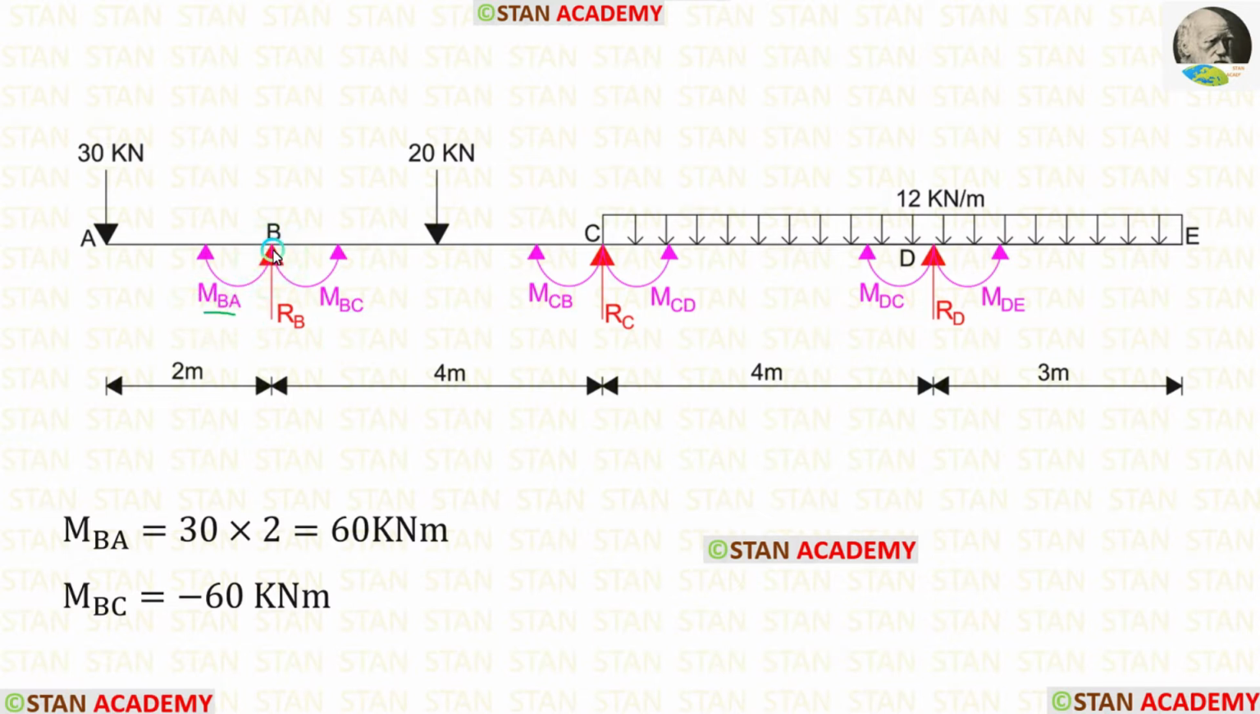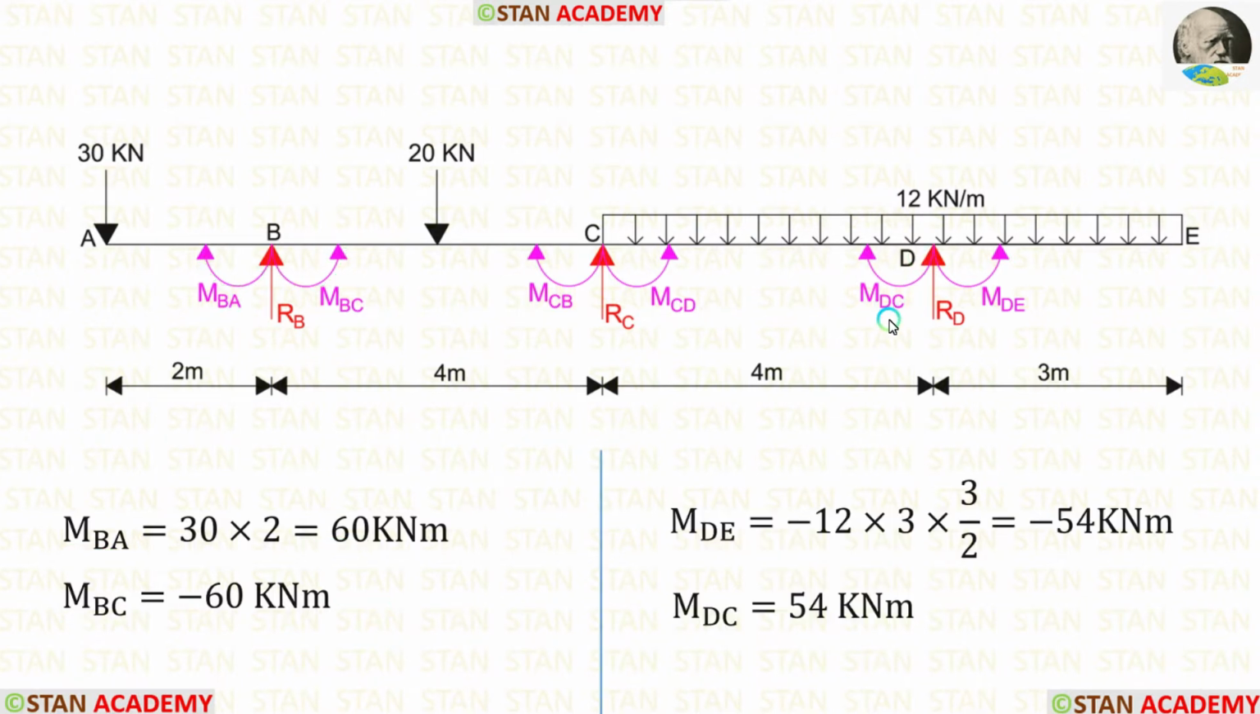MBA should be positive because it is acting in the clockwise direction. MBC should be negative because it is acting in the anti-clockwise direction, but both of the values will be same. With this concept, we can calculate MBC. We just have to change the sign of MBA. So for MBC, we are getting minus 60 kN meter.